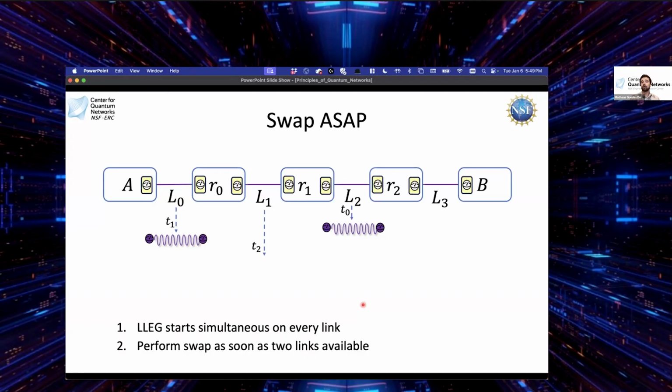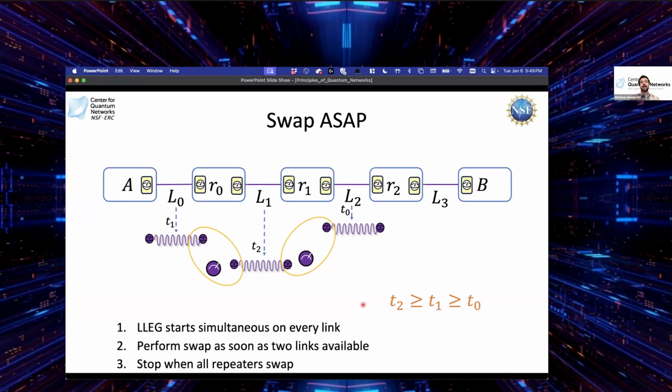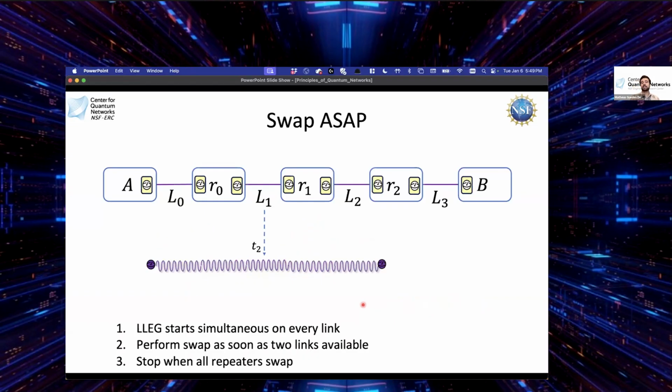And finally, at time t2, we managed to generate an entangled state between nodes R0 and R1. At this point, we can perform two entanglement swapping operations, one at R0 and one at R1. In fact, in this case, time t2 is greater than t1 and greater than t0. Once we perform our Bell state measurement operations, our result is an entangled state between A and R2. And we keep doing this until we perform a swapping operation on every repeater in the chain. So at this point, we have generated an entanglement between A and R2, and it took us time t2.